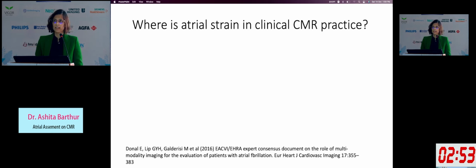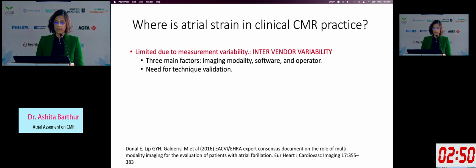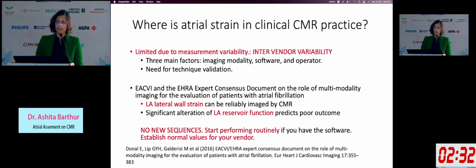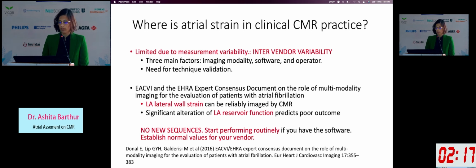So where is atrial size, atrial strain right now in clinical CMR practice? It's limited due to measurement variability, which is inter-vendor variability. There are three main factors for this: the imaging modality, the software, as well as the operator, and there's a need for technical validation. The guidelines suggest that LA lateral wall strain can be reliably measured by CMR, and there's significant alteration of the LA reservoir strain, which predicts poor outcome. No new sequences are required for assessment of LA strain. So start performing LA strain routinely, even if you're not going to use it clinically, if you have the software. Establish normal values for your vendor.